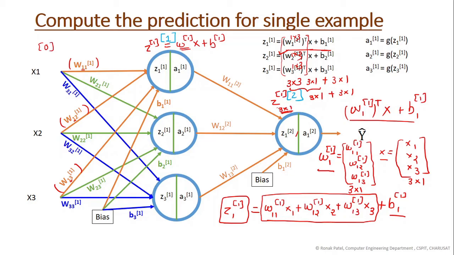So the size of z1 is 3 cross 1. Why 3 cross 1? Because it is a combination of this only. That's why 3 cross 1. Any doubt in this?